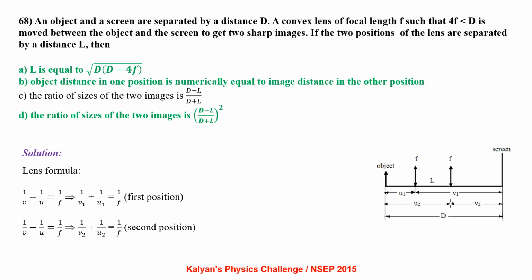An object and a screen are separated by distance capital D. A convex lens of focal length f such that 4f is less than D is moved between the object and the screen to get two sharp images. If the two positions of the lens are separated by distance L, then applying the lens formula 1/v minus 1/u equals 1/f, we get 1/v1 plus 1/u1 equals 1/f for the first position, and 1/v2 plus 1/u2 equals 1/f for the second position.